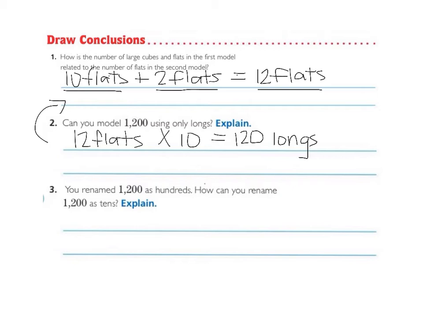Question 3 says, we renamed 1,200 as hundreds. How can you rename the 1,200s as tens? Well, this is kind of what we just did here. We just named them as tens because longs are tens. So instead of saying 12 hundreds, now I would call it 120 tens. Because we said 12 times 10 is 120. So I have 120 tens.